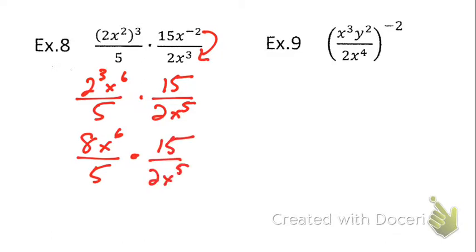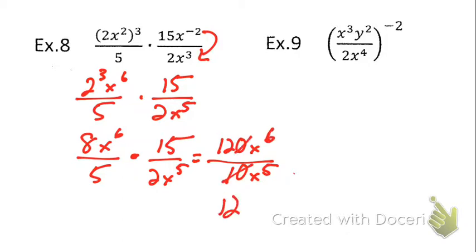Now, at this point, you can do a couple different things. If you want to start simplifying, you can, but I'm not going to. I'm just going to go ahead and do my own thing here. 8 times 15 is 120. So I have 120x to the 6th, and that's all over 10x to the 5th, which worked out really nicely. So 120 divided by 10, that goes away, is 12. And then if I have x to the 6th over x to the 5th, 6 minus 5 is 1, so 12x is my answer. That's it.